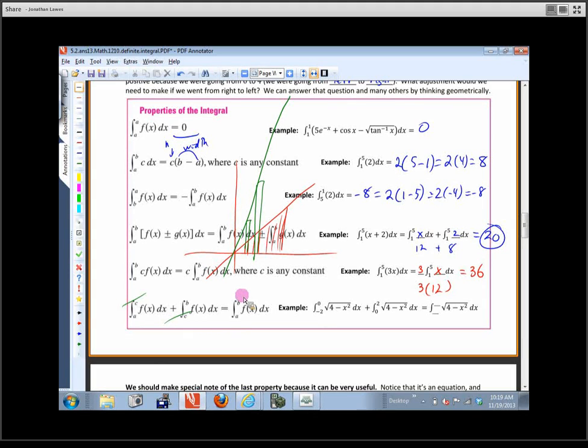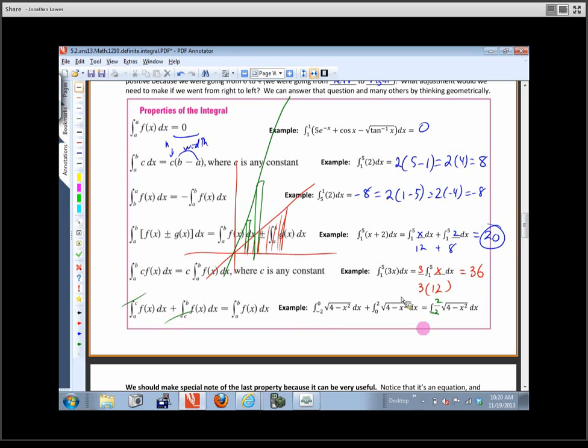Does that make sense? So the integral from negative 2 to 0 on that function, plus the integral from 0 to 2 on that function, should just be the integral from, start at negative 2, stop at positive 2. So let me show you what this looks like.